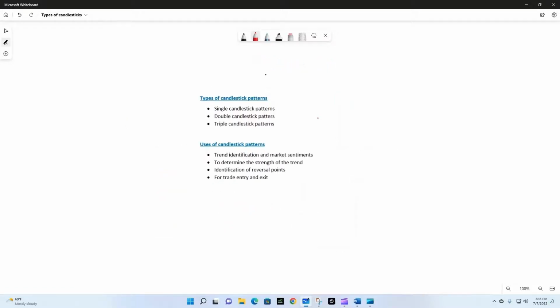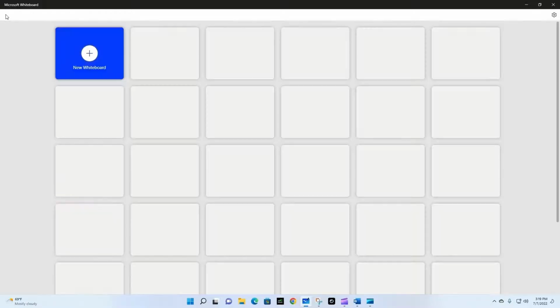Moving on, let's see the types of candlestick patterns. And remember, candlestick patterns are an integral part of technical analysis. They give you valuable information about price action. So today we'll see single candlestick patterns, double candlestick patterns, and we'll also see how triple candlestick patterns look on a chart. Most of the candlestick patterns are used for trend identification and market sentiments, to determine the strength of the trend, identification of reversal points, and for trade entry and trade exit.